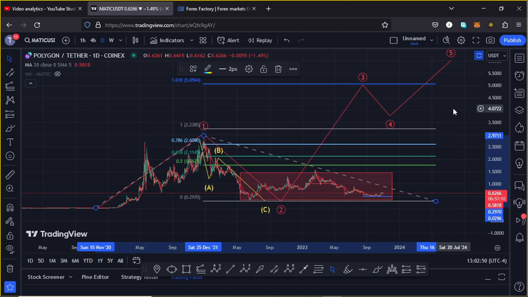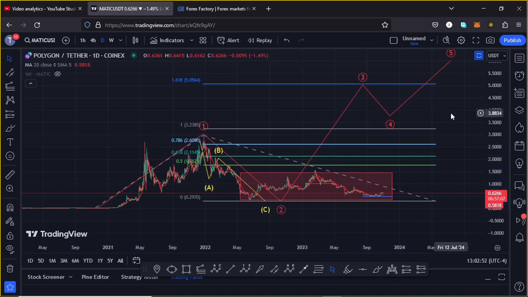So that is what I'm keeping my eyes on the short term and also on the long term on the Matic chart, and I hope that video was of much help to you.